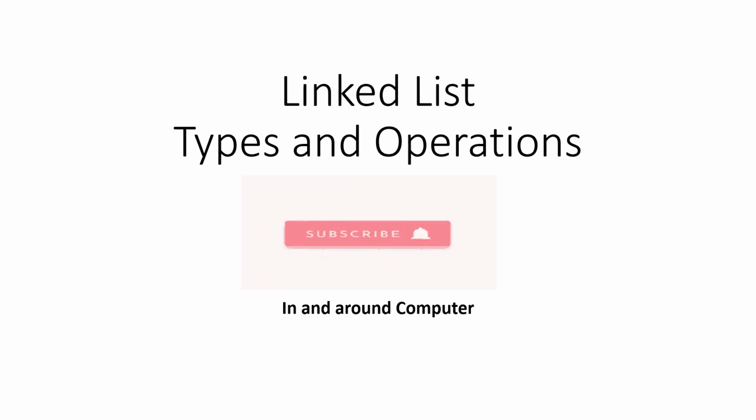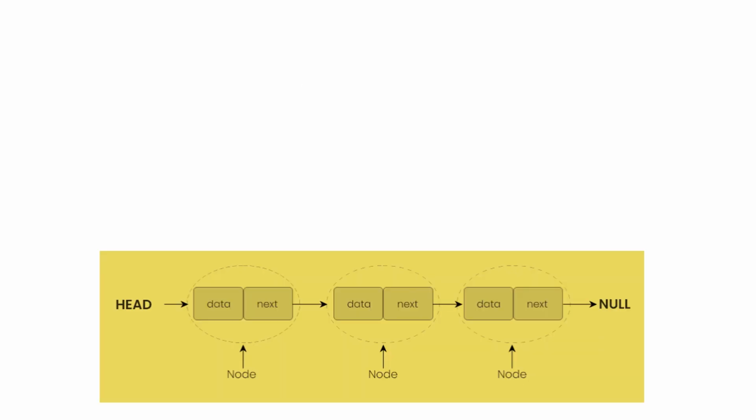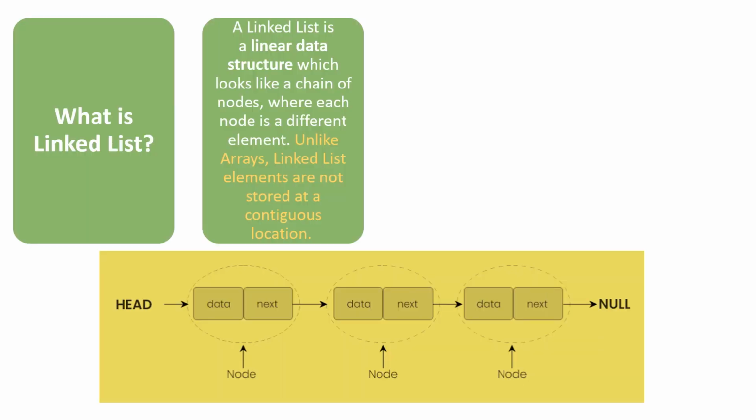In this video, we are going to see everything in and around the linked list, its types and operations. First, we can see what is a linked list. It is a linear data structure which looks like a chain of nodes where each node is a different element.